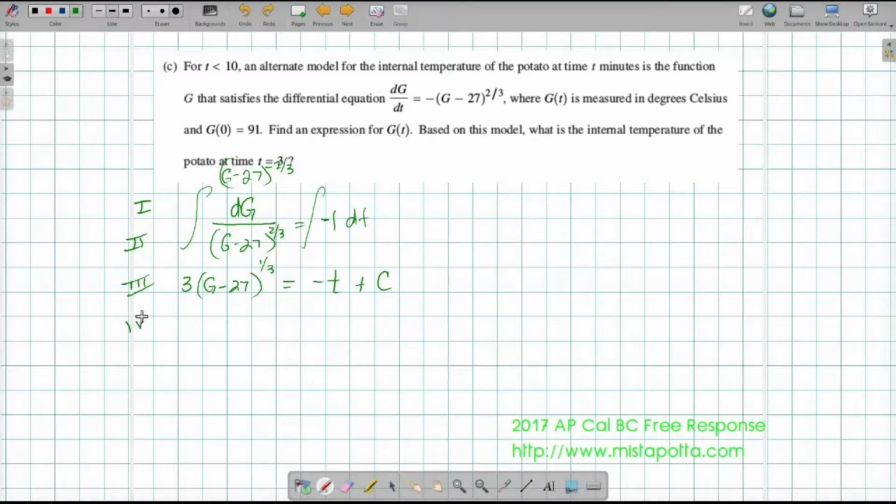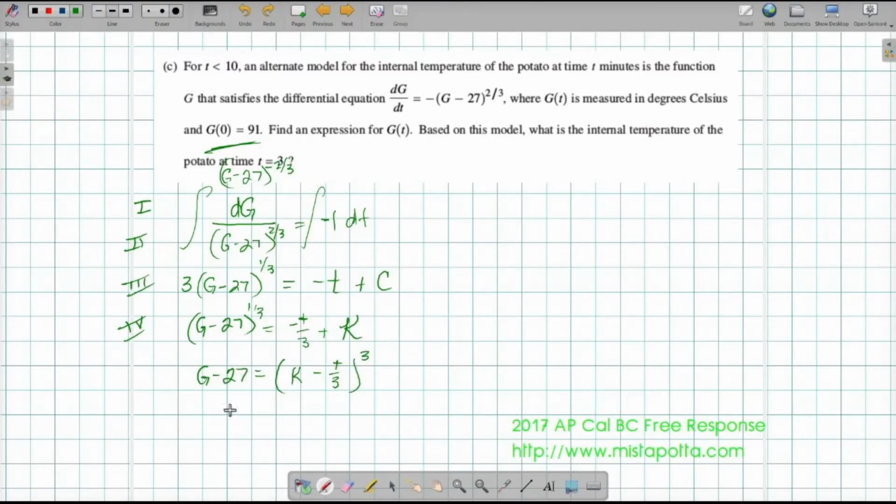Now what I want to do is solve for g, and then later on I'll use this tidbit of information to actually solve for my constant. So first thing I'm going to do is move the 3 over. So g minus 27 to the 1/3 is equal to negative t over 3 plus a constant. I'm just using a different letter to signify it's a different constant, but it is a constant. Then I'm going to raise each of these to the 3rd power. So this is going to be really k minus t over 3, excuse me, t over 3. Horrible mistake. To the 3rd power.